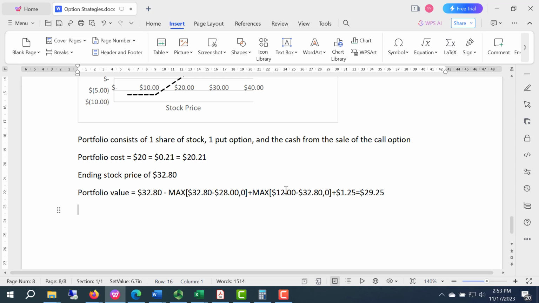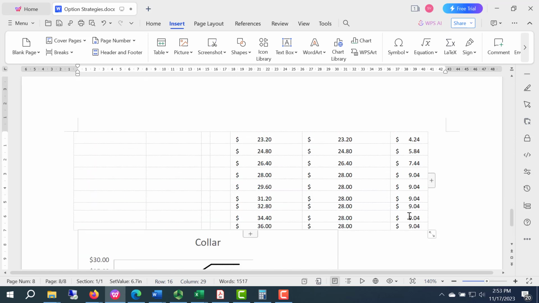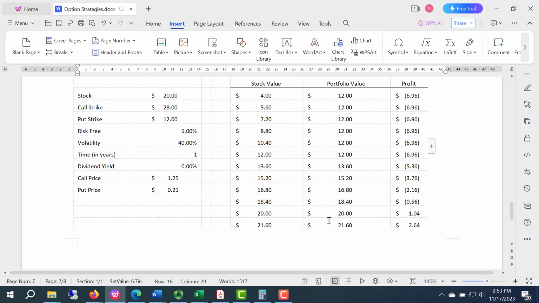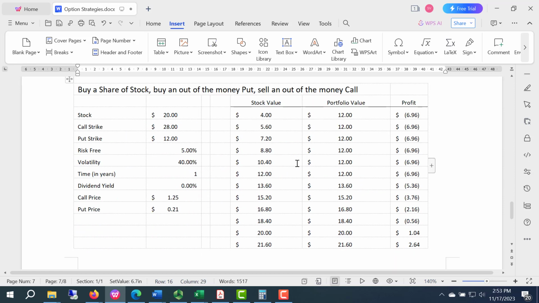And then our profit from our strategy here would be our value at the end, $29.25, minus our initial investment of $20.21 to give us a profit of $9.04. That's what we see up here as well. And again, that's the upper limit of what we can profit from this strategy, because we sold that call option with a strike price of $28.